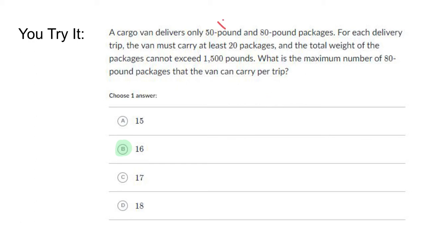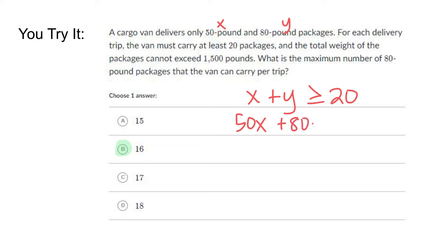I let X be 50-pound packages, by the way, and Y be 80-pound packages. So I let X plus Y be greater than or equal to 20, because you had to have at least 20 packages. And then I let 50X plus 80Y be less than or equal to 1,500, because they couldn't exceed the weight of 1,500 pounds.